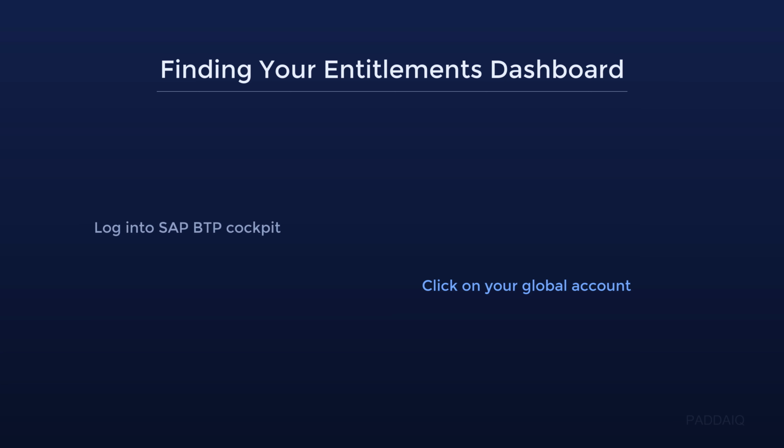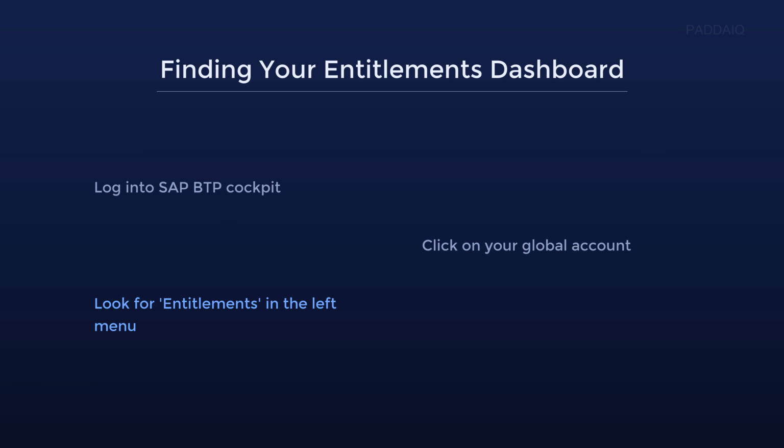Click on your global account. This means selecting the main container for your organization's SAP BTP resources. For example, if your company is Cloud Innovations, you would click on its specific global account name to proceed. This action is your first step to view and manage all available services and quotas.